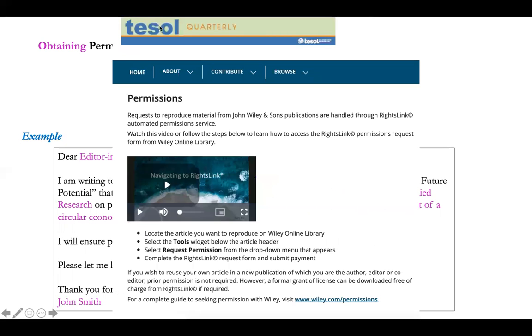Now, this is an example of a journal, TESOL Quarterly, that has a permissions page. Here they walk you through how to request permission, and they use a specific type of form through RightsLink. You can see here, complete the request form and submit payment. So do note that there are journals or publishers that will require payment for you to reproduce material in your work.